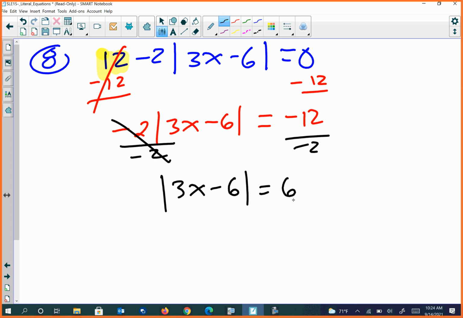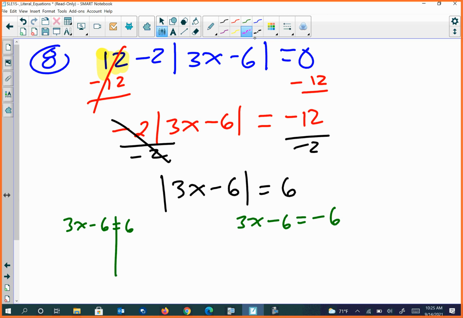Do you feel comfortable with the work I've shown? Okay. All right, break it into two problems. So I get 3x minus 6 equals 6. Okay, make it the exact same without the absolute values. And then 3x minus 6, change the sign on the side that has less stuff. Does that seem okay? I think we can solve both of those.